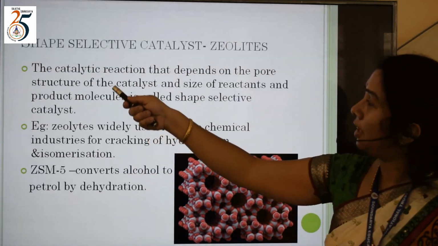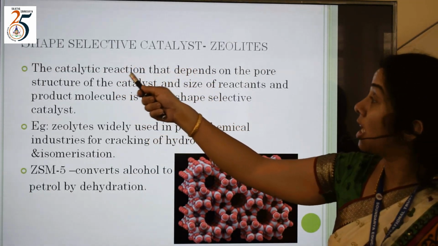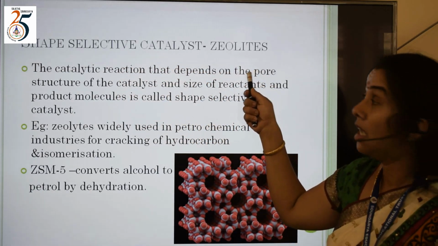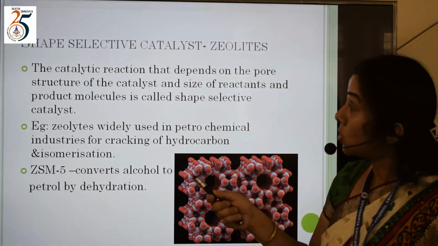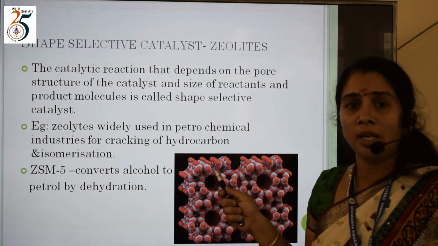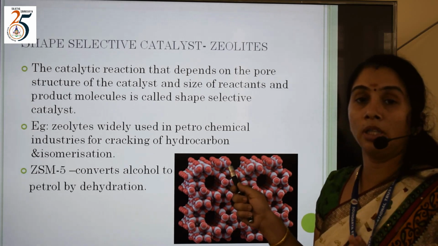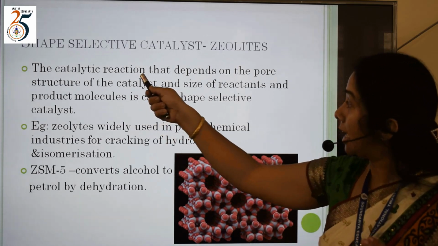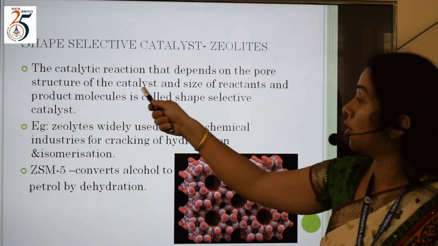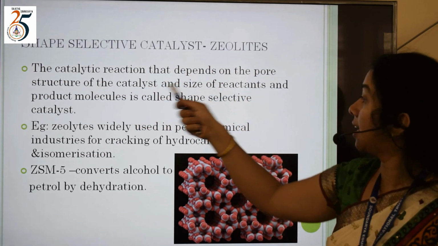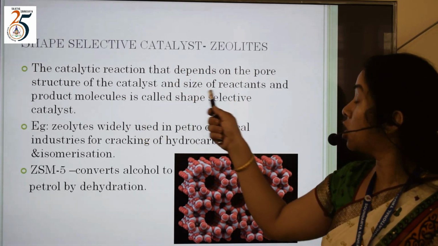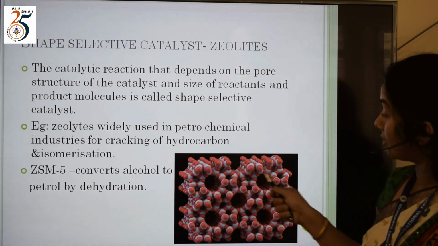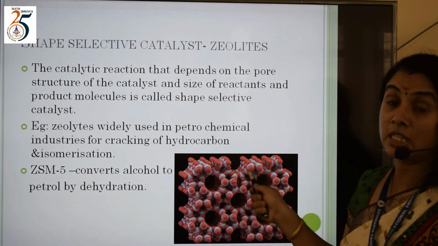Then, in selectivity, there is another category known as shape selective catalyst. The example of a shape selective catalyst is zeolites. Here, the catalytic reaction is completely based on the pore structure present in the catalyst. A catalyst whose reaction depends on its pore structure and on the size of the reactant and product molecules is called a shape selective catalyst. For example, here this is a shape selective catalyst, zeolite.